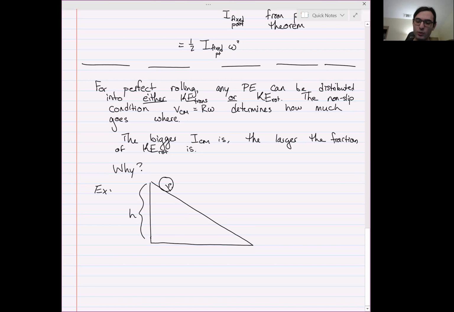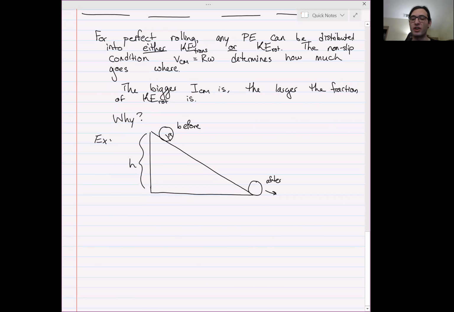This has radius r. And it starts off at the top at rest. And at the bottom, it will be rolling at some speed, right? We want to find out how fast is it moving, what's its rotational velocity, and so on. So we would use energy conservation here. And again, we're going to do the normal thing where we neglect friction and drag and all that business. So initial potential energy plus initial kinetic energy.